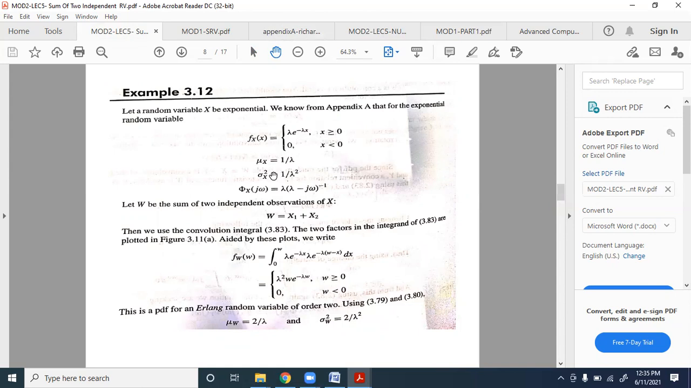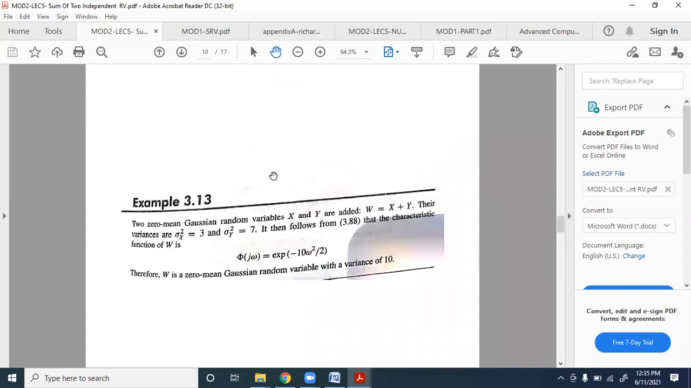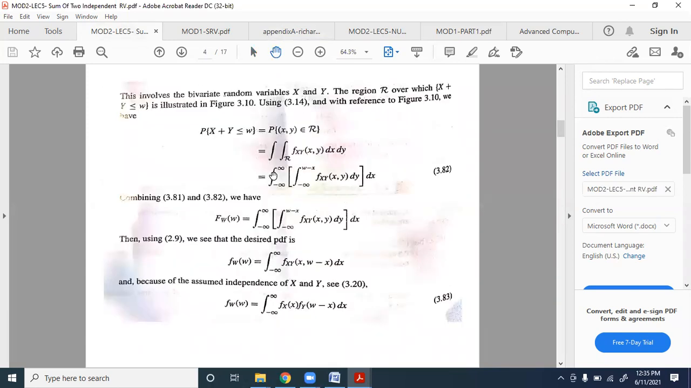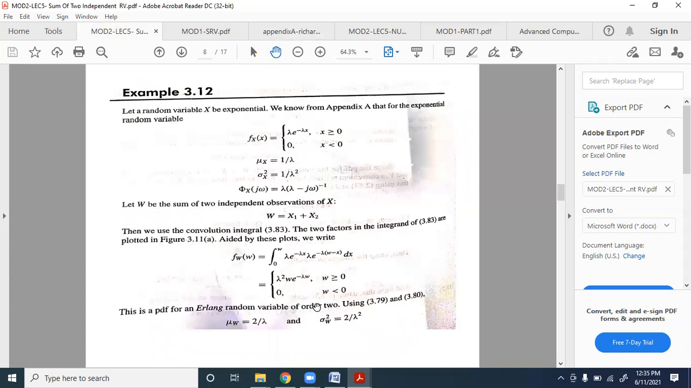Also, f_Y(w minus x). From here, f_Y(w minus x) can be written, and that will be the value which is lambda e to the power of minus lambda (w minus x). And that is what we have here. So this value is f_Y(w minus x), and this value is f_X(x).